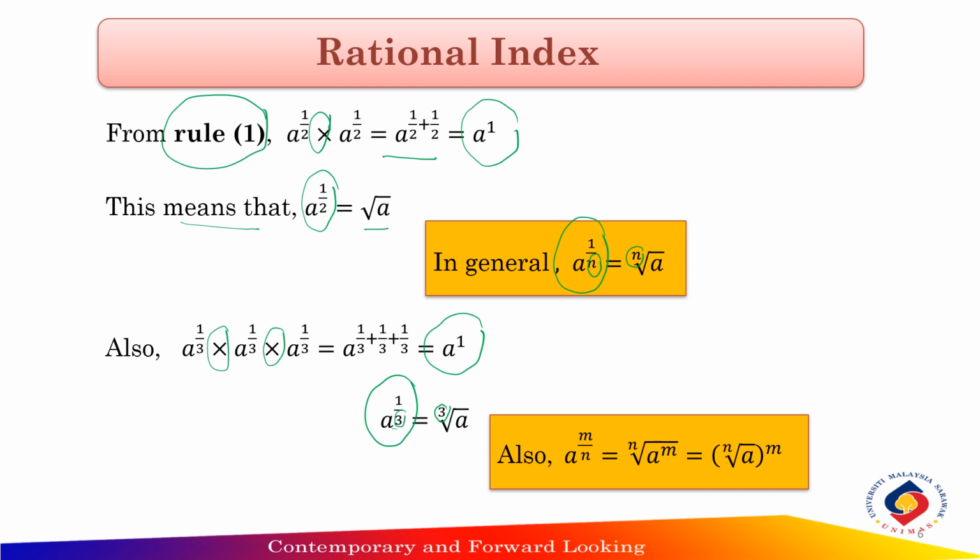Also, we can write it as A to the power of m over n. So m will be the power of base A, A to the power of m, and n will be the value outside the root. Or we can also write it as the nth root of A, with n outside the root, in brackets to the power of m. So m outside the bracket also works.